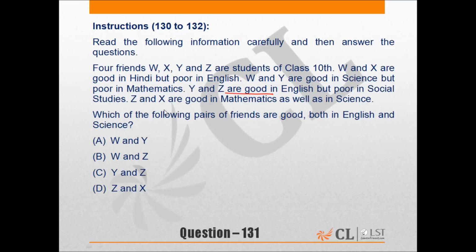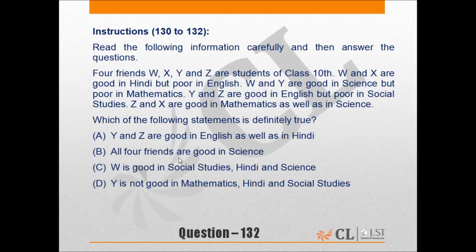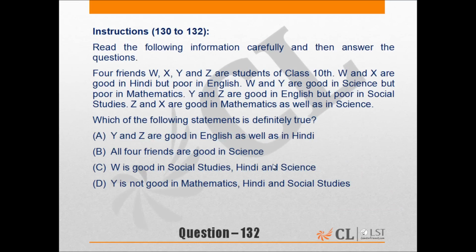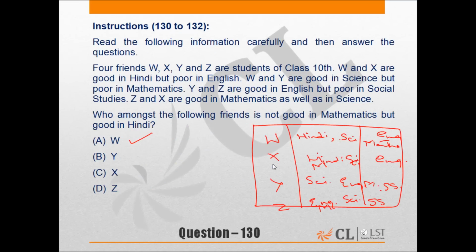132. Which of the following statements is definitely true? Y and Z are good in English as well as in Hindi. If we look at the table that we drew over there, Z good in Hindi, we have no such information. Hence, option 1 is rejected straight away. Option B says all 4 friends are good in science. Let us look at our table again. Yes, all of the 4 friends indeed are good in science. Hence, straight away we can say that the second option here is right. B will be the answer. So once we draw a table for this kind of set, we will find that we can easily solve the questions. It won't take any more time after that.